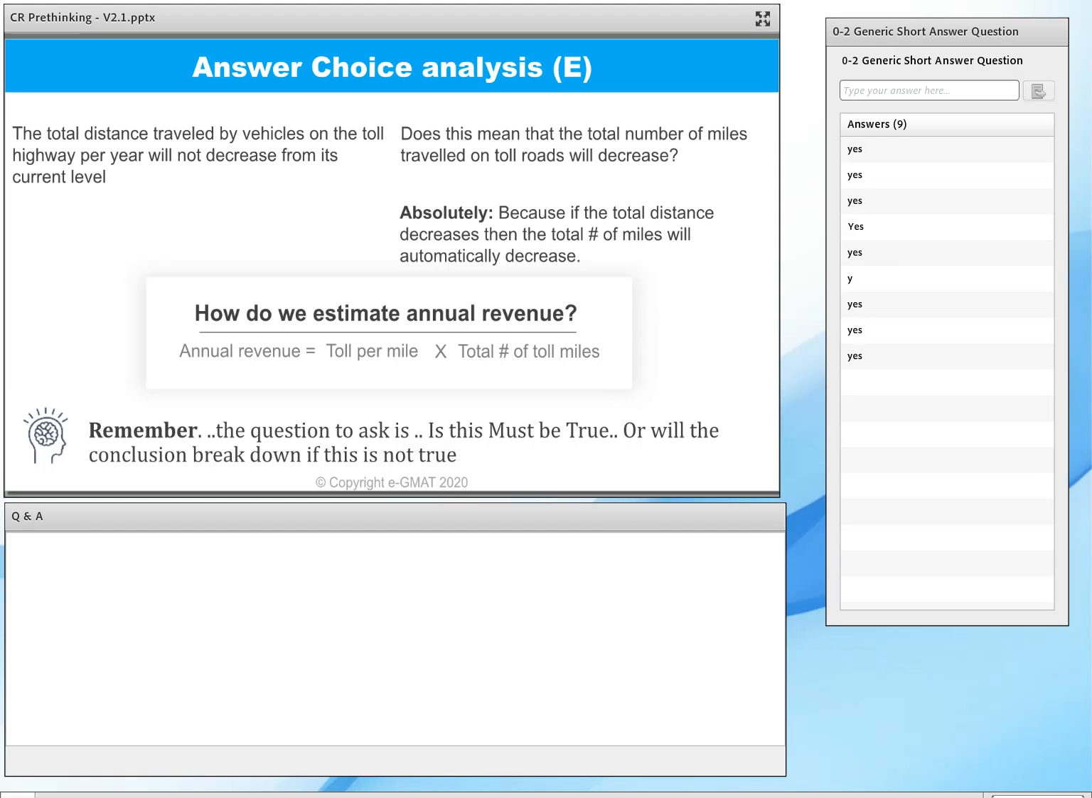Okay. Let's look at choice E, our correct answer. The total distance traveled by vehicles on the toll highway per year will not decrease from its current level. If the total distance goes down, the number of miles goes down, and my revenue will not increase. Again, the question you have to ask is, is this must be true? So we've discussed choices B and E. Any other answer choice that you want me to discuss?